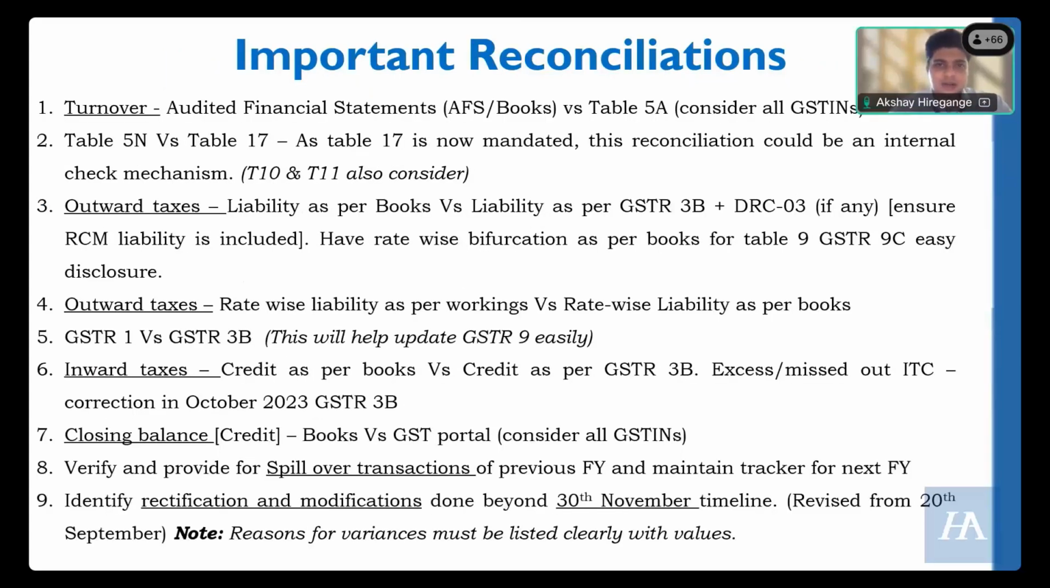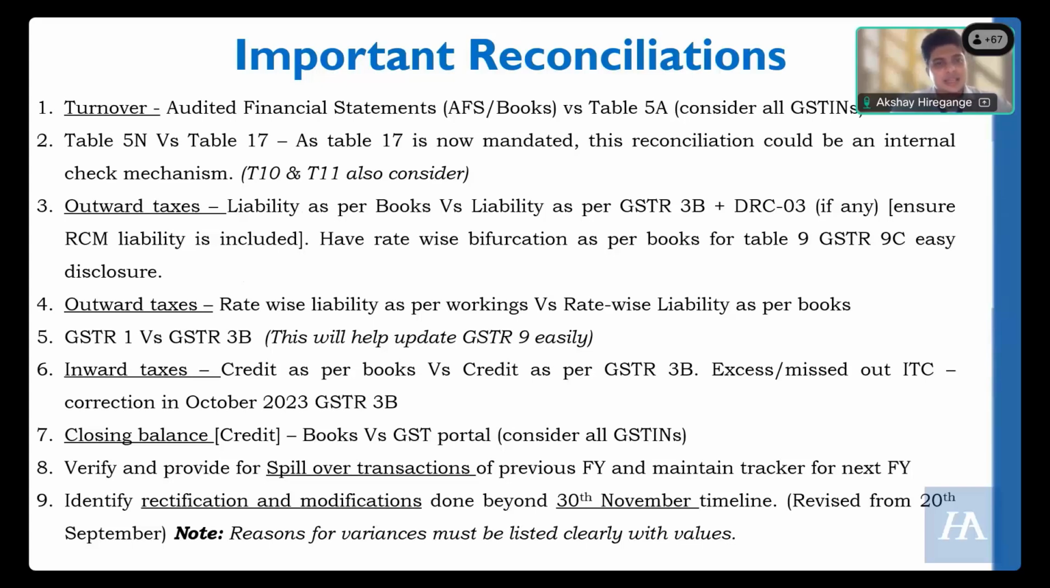Now we are coming to important reconciliations which we have to maintain before we get into filing the GSTR 9 and 9C. First and foremost, the AFS turnover, that is the total revenue, not just the operating revenue. It should also include the other income, and the total value must match to the total of table 5A that you have disclosed. If you have multiple GSTNs, all the GSTNs total 5A if we consider, it should match to the total revenue as per my AFS.